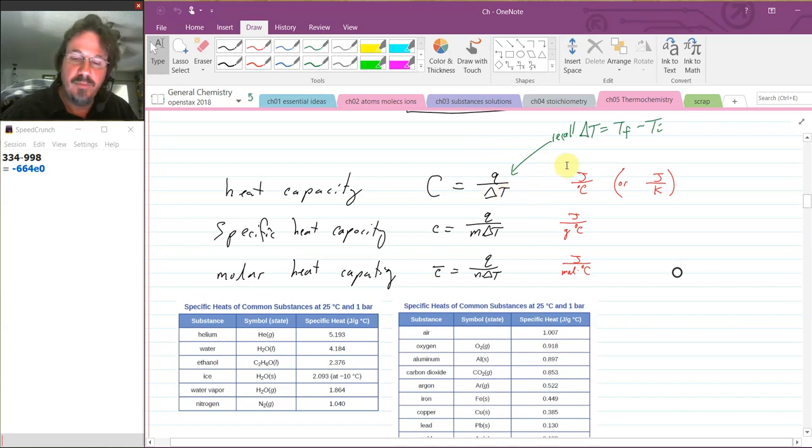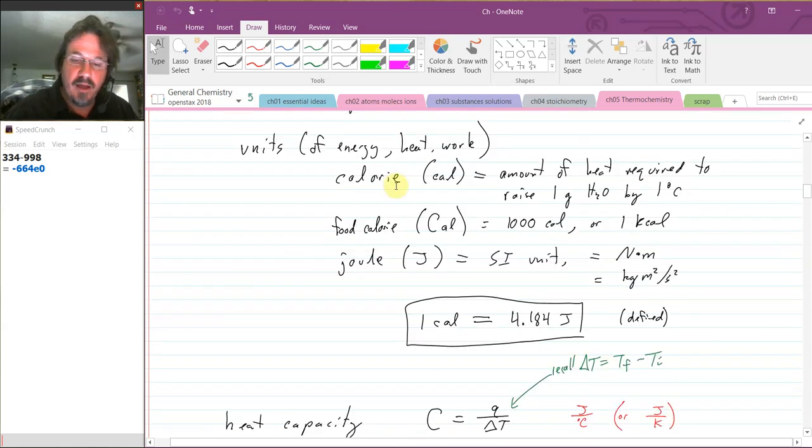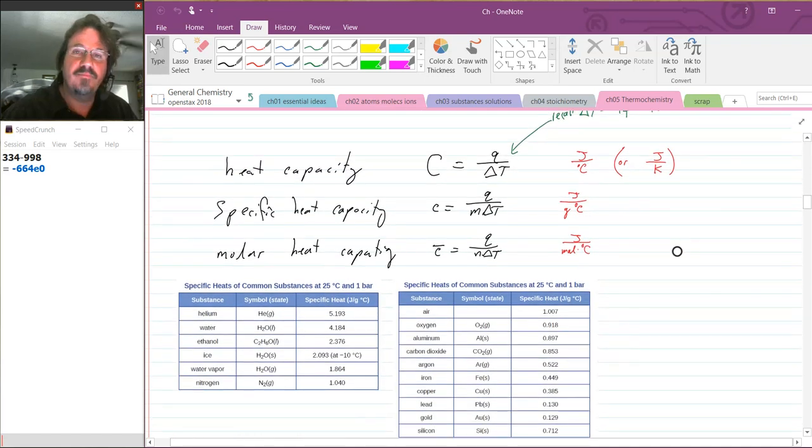Usually in SI units that would be joules per degree Celsius, or again, because the size of a Celsius unit is the same as a Kelvin, you could say joules per Kelvin. That would be heat capacity. So how many joules does it take to raise that substance by a degree of Celsius or Kelvin? Very similar to what we talked about back here with a calorie. We took a gram of water and asked how much energy it takes to raise it 1 degree Celsius. We call that a calorie. So it's similar to that, the heat capacity.